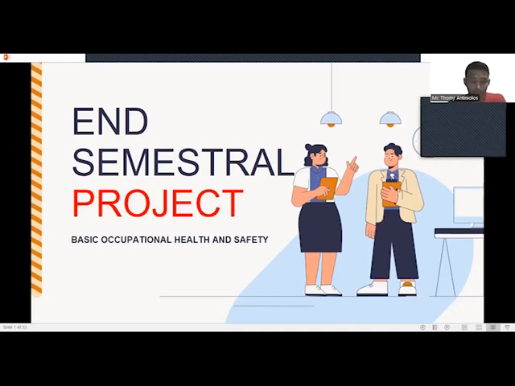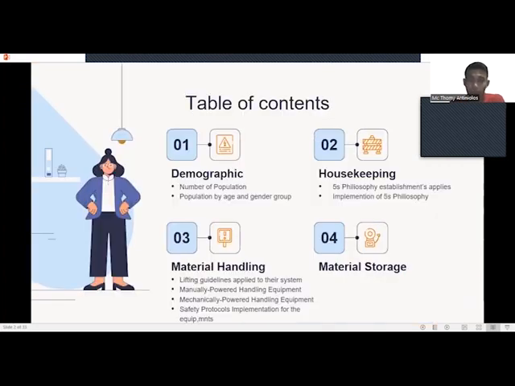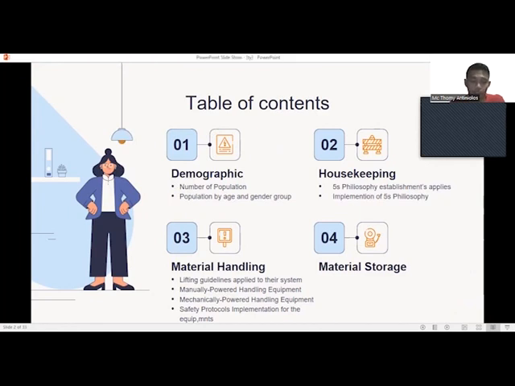Semestral project, Basics of Occupational Health and Safety. Table of contents. Demographic, number of population, where we determine the establishment's maximum capacity and the quantity of everyday visitors and departures. Population by age and gender group.